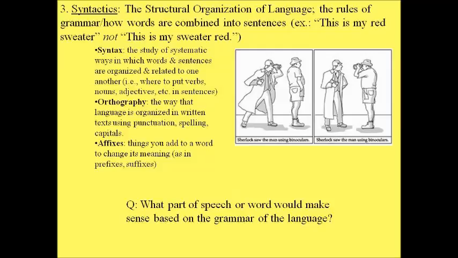The structural organization of language, the rules of grammar, how words are combined into sentences. So in English we say, this is my red sweater, not this is my sweater red. Some other languages, they actually invert the order or switch the order around, right? So this can be kind of confusing for ELL kids, where they've learned that syntactically sentences and meanings in sentences are organized differently than in English, right? So it takes a while. It takes some practice.